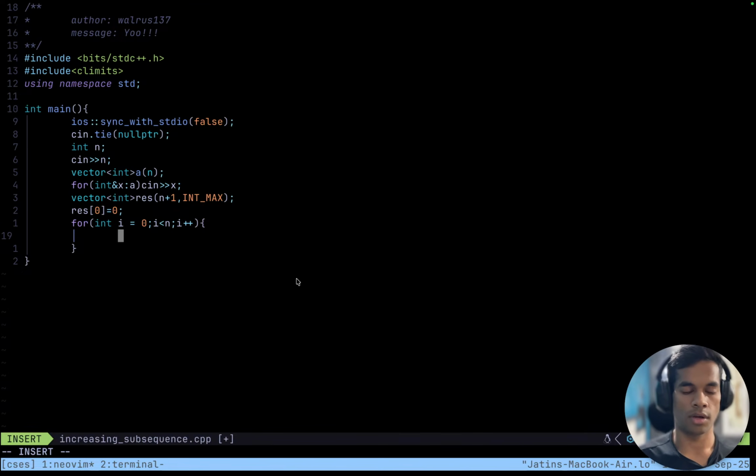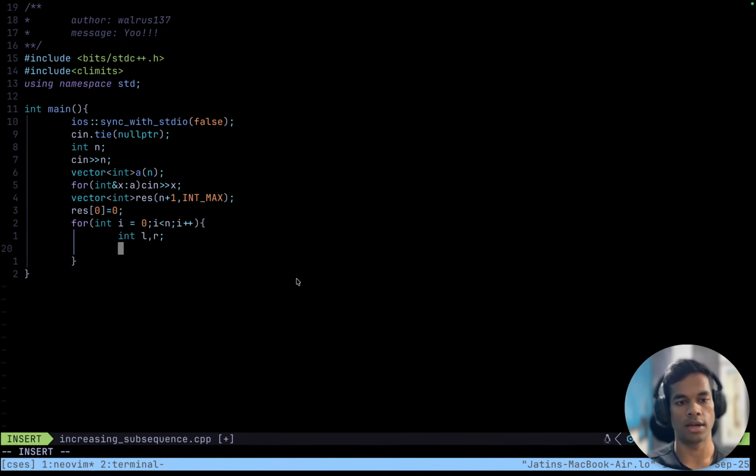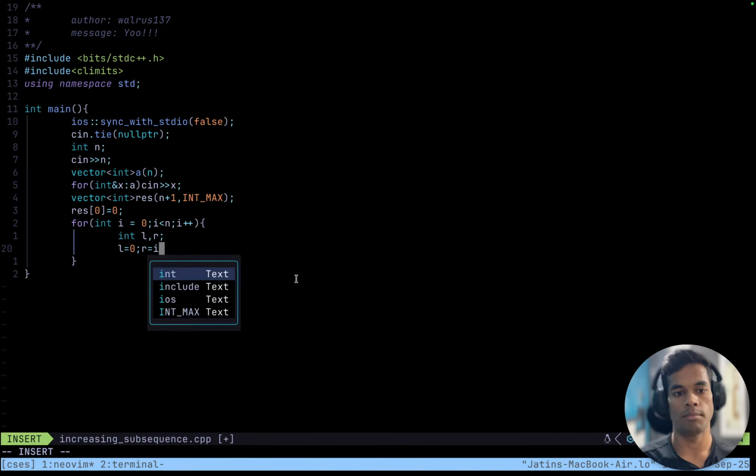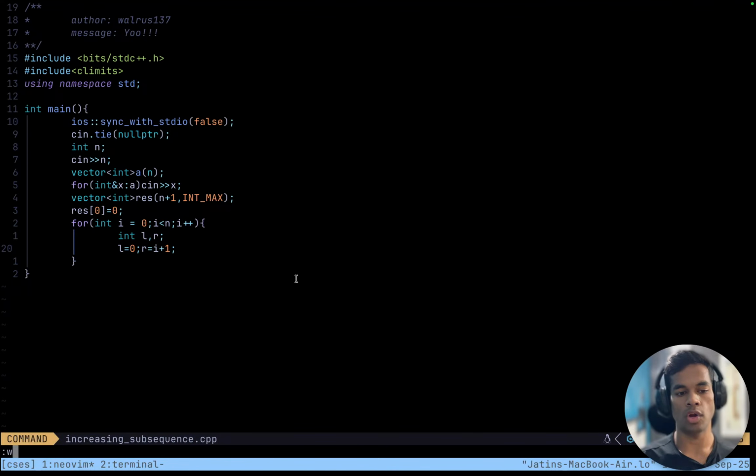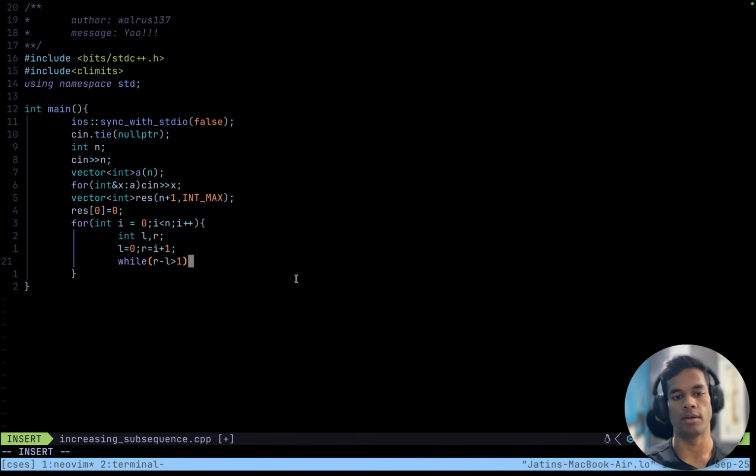So let me implement my own binary search, left and right. L is going to be 0 and R is going to be equal to i plus 1. And we are saying that R is always out of bounds. And now, while R minus L is greater than 1, we are saying that L is always something that we can pair our current number with, and R is something that we can never pair up our current number with, because we can never have a length of i plus 1. Wait, we can never have a length of i plus 2.